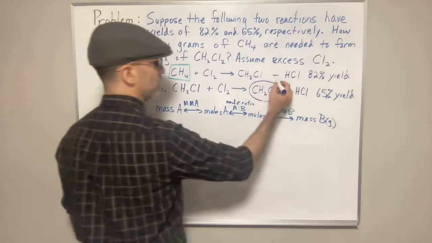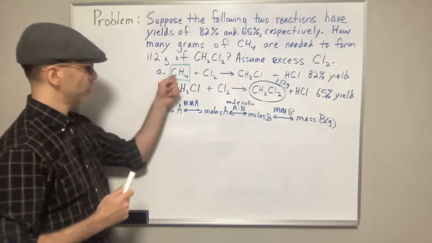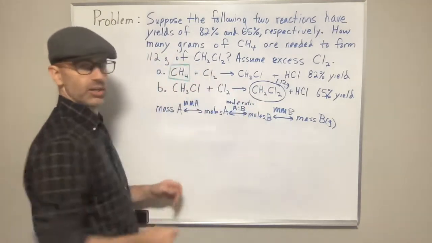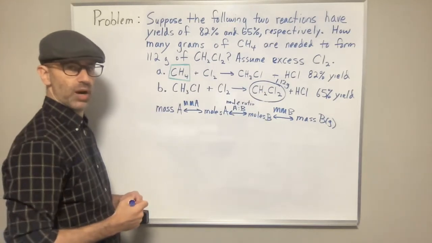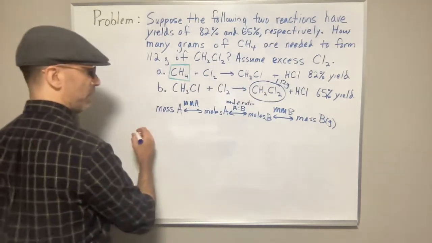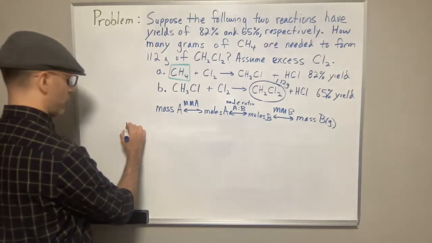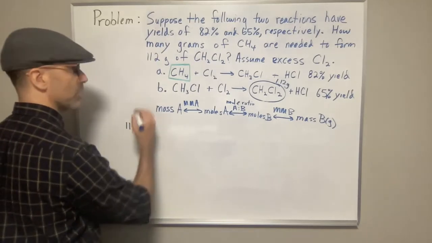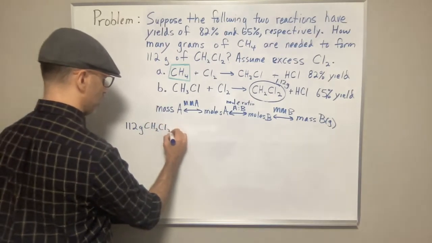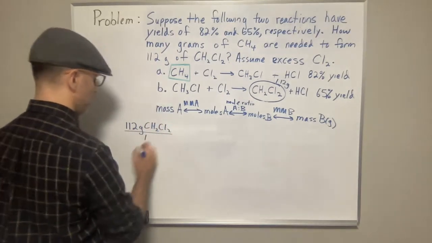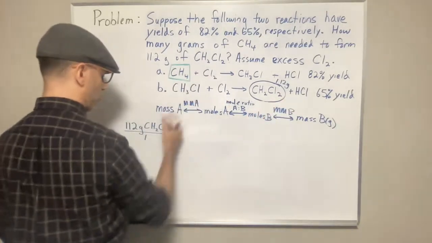And so again, our goal is 112 grams of that. So how much of this do we need? Let's just start with the 112 grams and convert all the way back to CH4, to our methane. They're giving us mass, so I'm going to start over here. We're going to start with 112 grams of the CH2Cl2 because that's what we want to get. And we want to know how much of this.